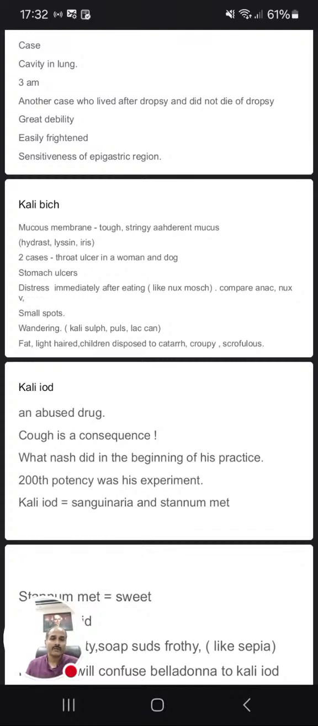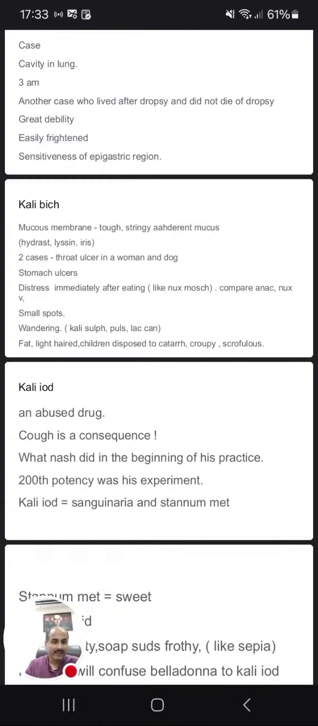The third remedy for the day, which Nash explains to you, is Kali iodatum, and he says that this remedy has been very badly abused by many doctors, allopaths, homeopaths, similar to China officinalis. And what he says is that after long standing chest troubles, if the cough is not going, then you can think of this remedy. It is going to help all such patients where the cough is a consequence and not just the presenting symptom of a disease.